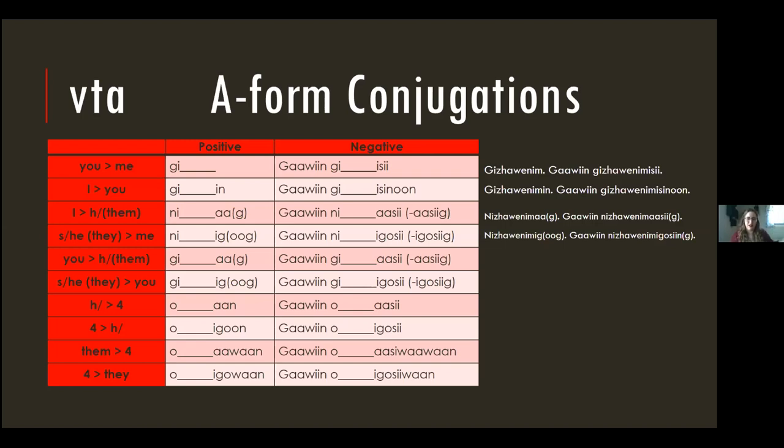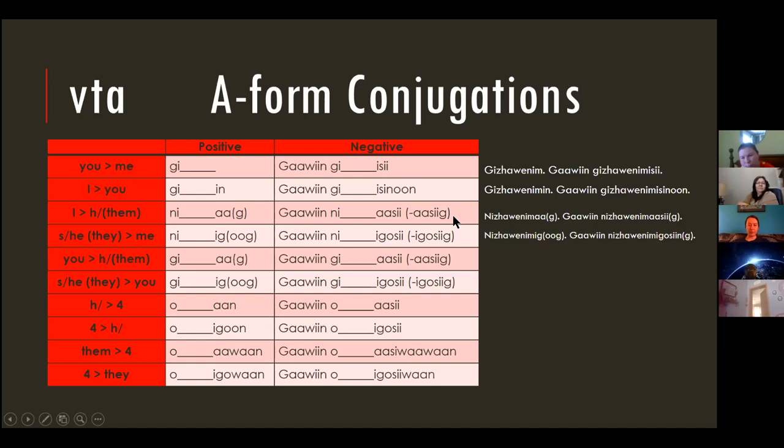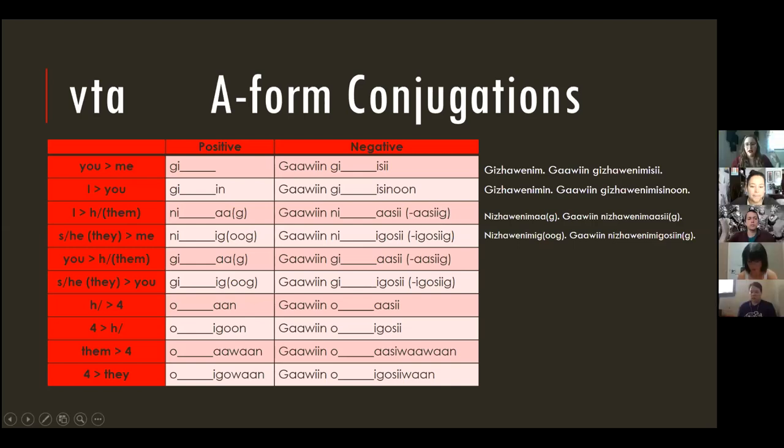Nijawainamog. Okay. Gawin nijawainamasi. Him or her doesn't love me. And they don't love me. Gawin nijawainamasi. So you're seeing how we're just ending it and adding that G on the end. Now I put the whole conjugation here just so you could see it. So a-si or a-sig. But you could also just leave a G there for the plural. I don't know why there's an N there. Forgot to get rid of that N.